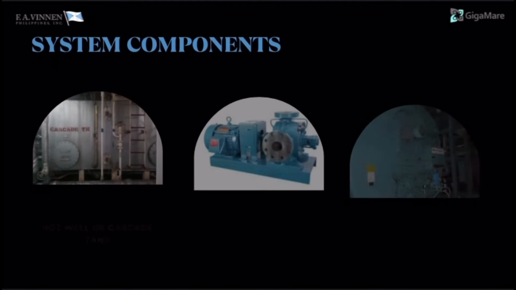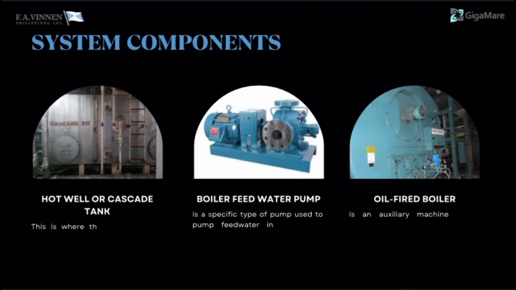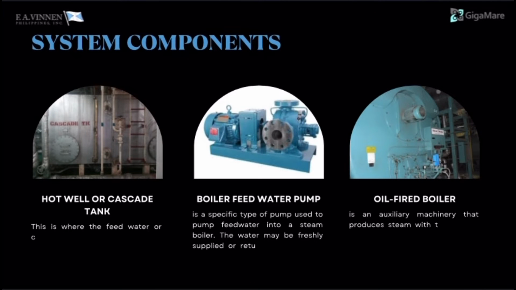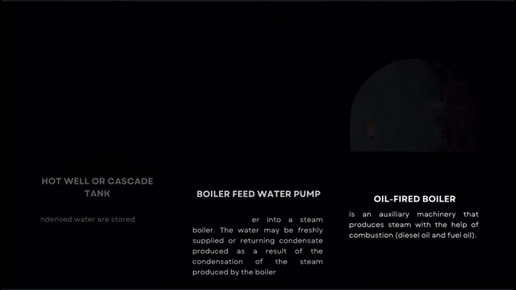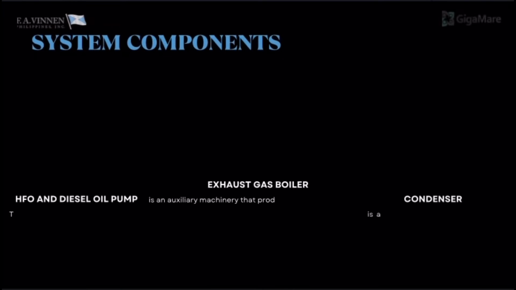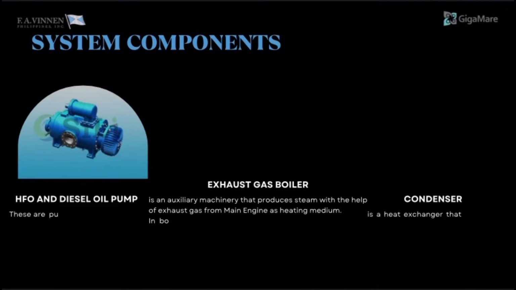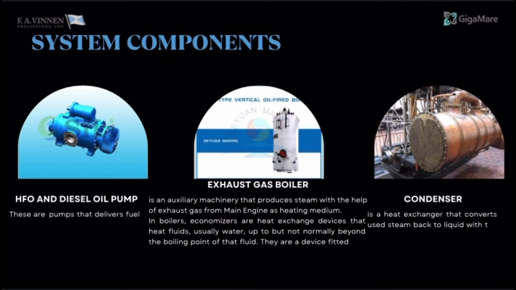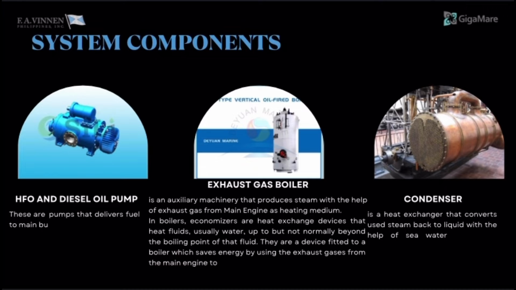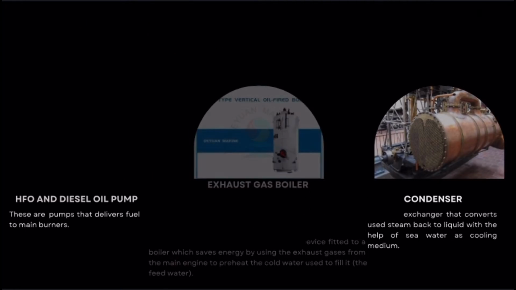We will now dwell on the system components. First is the hot well or cascade tank. Second, boiler feed water pumps. Third, oil-fired boilers that run on diesel and fuel oil. Fourth, HFO and diesel oil pumps. Fifth, exhaust gas boiler that runs through the main engine exhaust gas. Sixth, condenser, a heat exchanger that converts steam into condensate liquid through the medium of seawater.